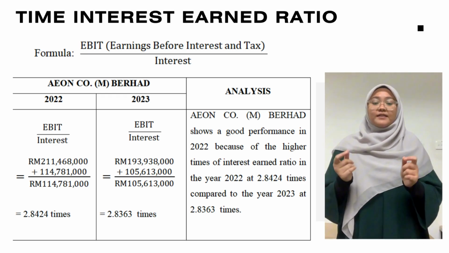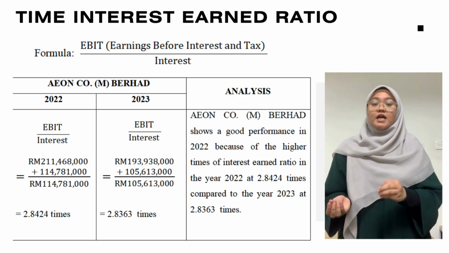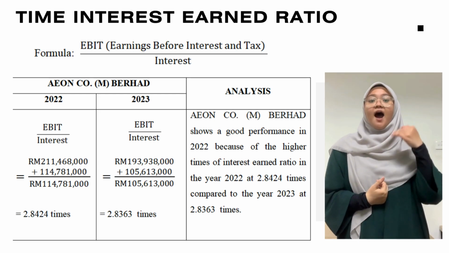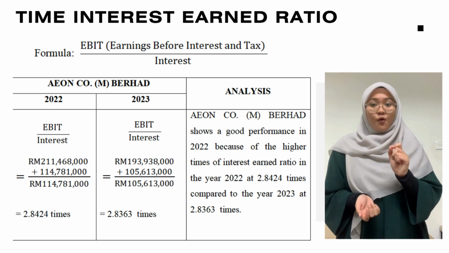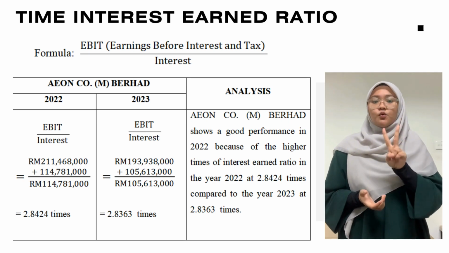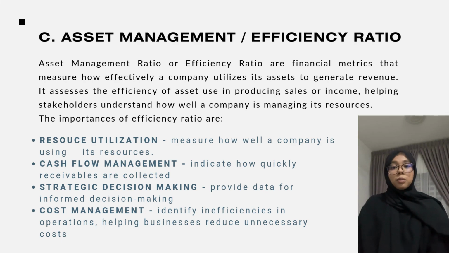The analysis for time interest earned ratio is Aeon Corporation Berhad shows a good performance in the year 2022 because of the higher time interest earned ratio, which is 2.8424 as compared to the year 2023 at 2.8363. Now we are moving on to the asset management ratios or efficiency ratios.